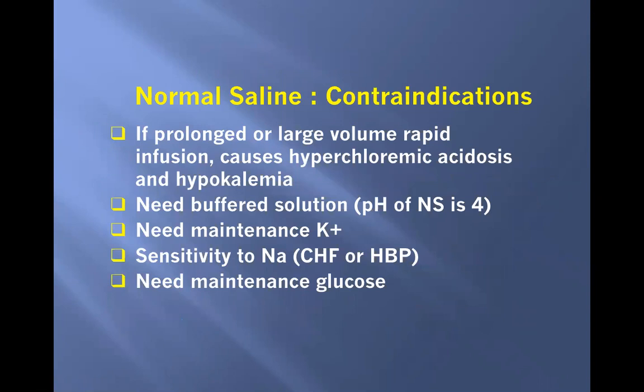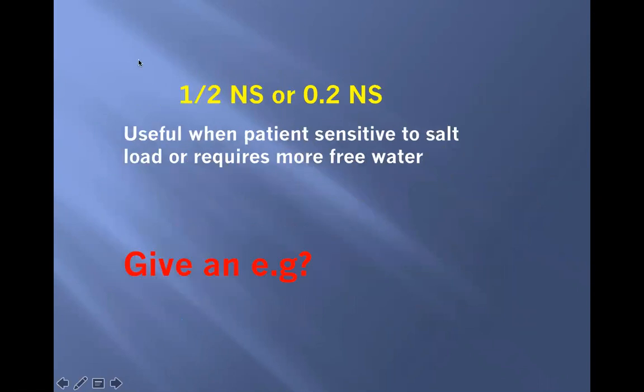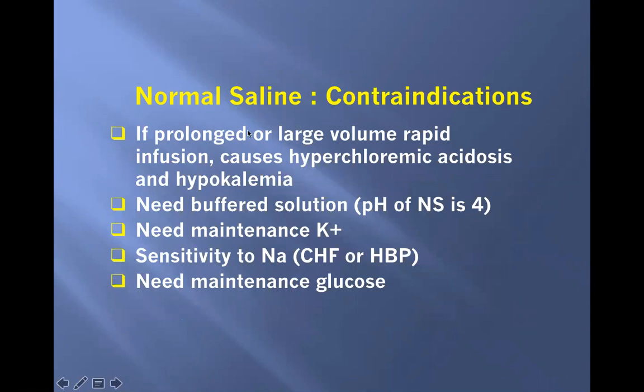The contraindication for normal saline: a prolonged or large volume rapid infusion causes hyperchloremic acidosis and hypokalemia. In cases of needing a buffer solution, the pH of normal saline is 4. So here it is contraindicated, and the alternative is ringer lactate.